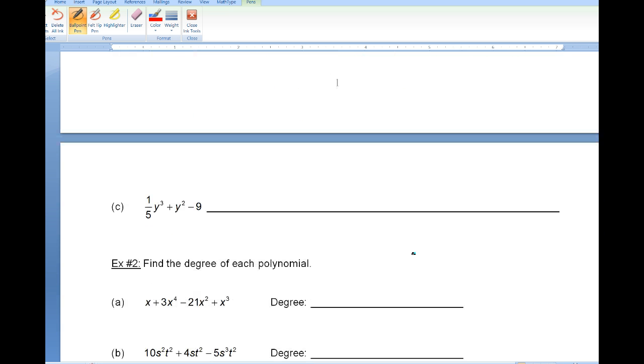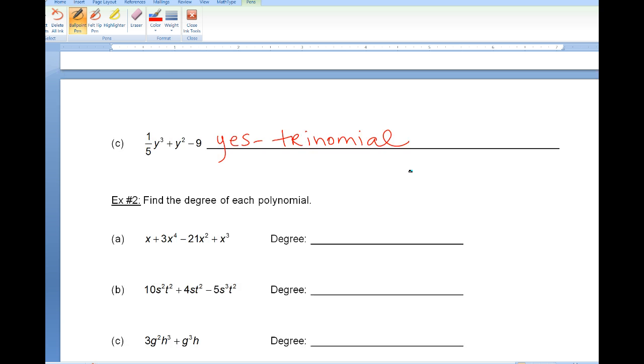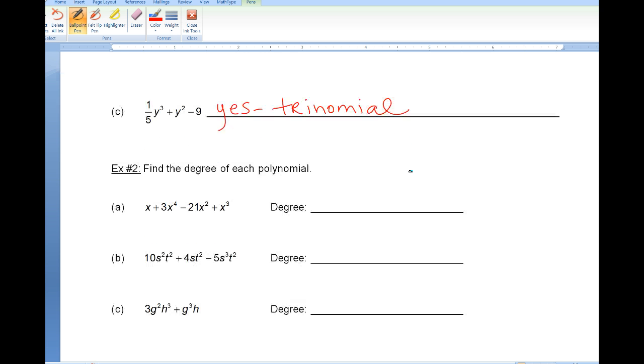When we go to the next page at the top, we have example C. We have three terms. None of them have variables in the denominator or negative exponents or variable exponents. So yes, this is a polynomial, and since it's three terms, it is a trinomial. So all we have to do for these is identify whether it's a trinomial, binomial, monomial, and if it's not a polynomial at all, then we put not a polynomial.